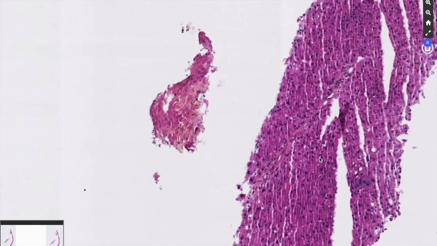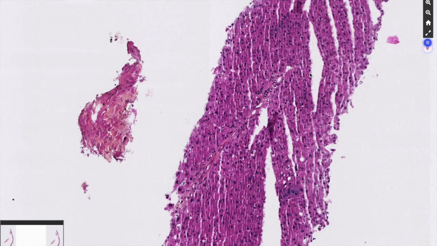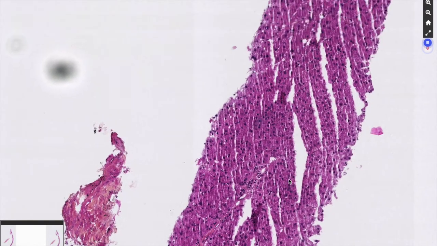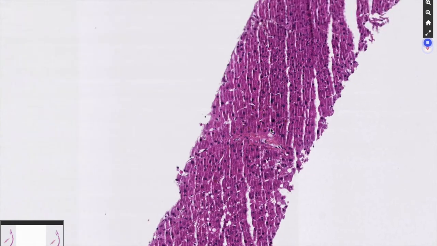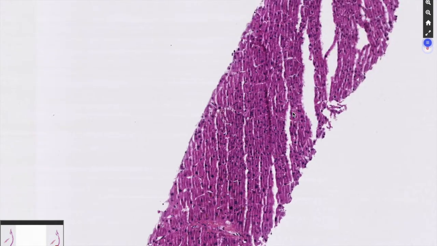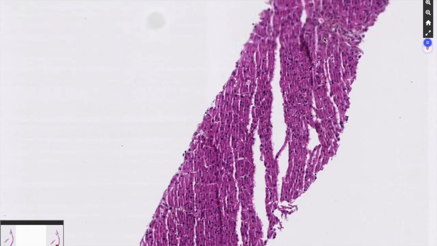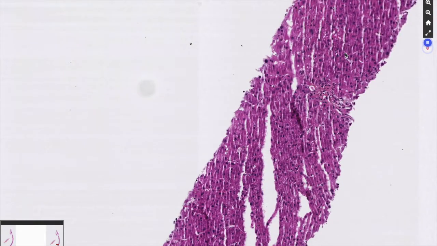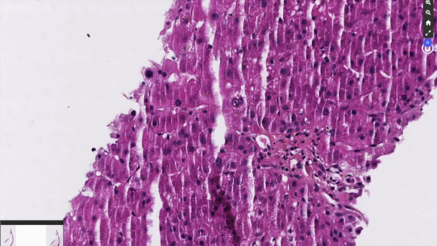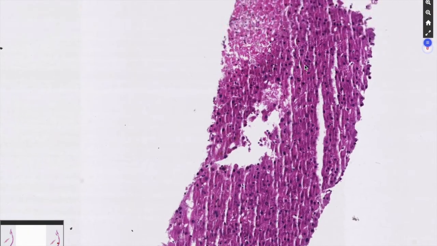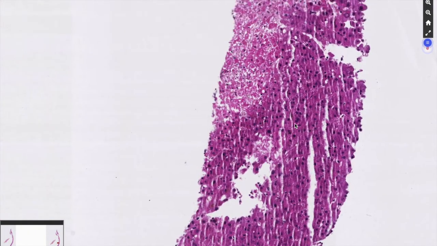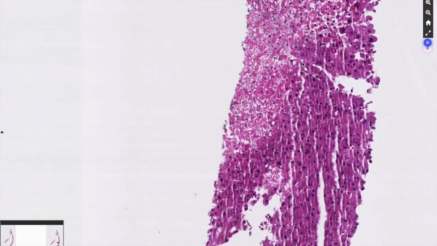You have here the non-tumor liver. There is no significant necroinflammatory activity. Some artifacts. Here, maybe small part of a portal tract, difficult to tell. And now we are arriving in the most interesting part.